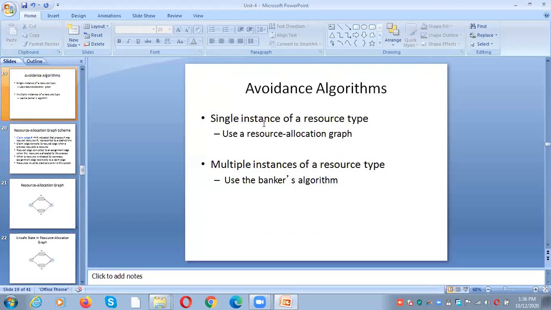Single instance of resource type means there is only one resource available in each type. For example, there is R1 resource. There is only one resource of type R1 available in the system. There is another resource R2. There is only one resource of type R2 available. So then it is called single instance of resource type. We can avoid the deadlock by using a resource allocation graph.